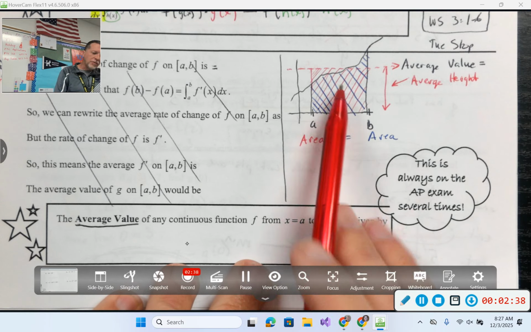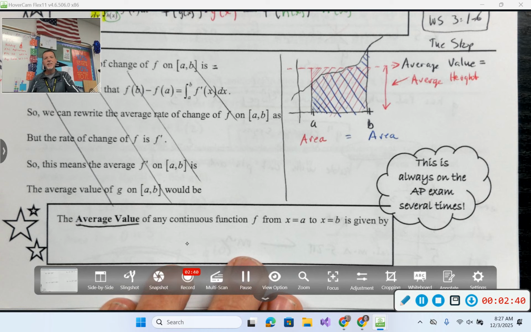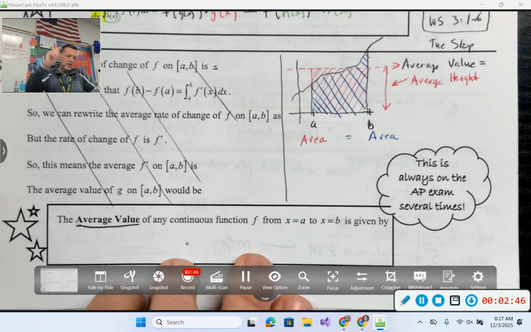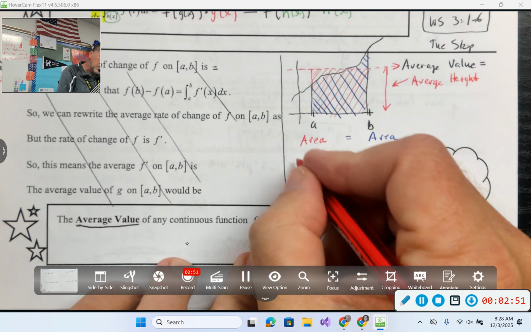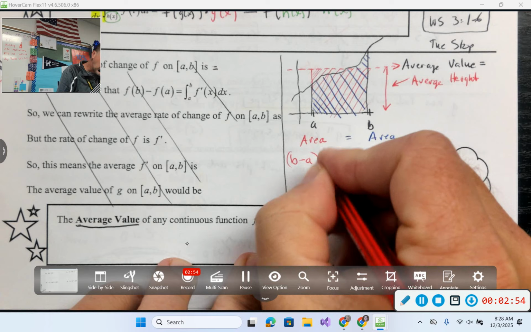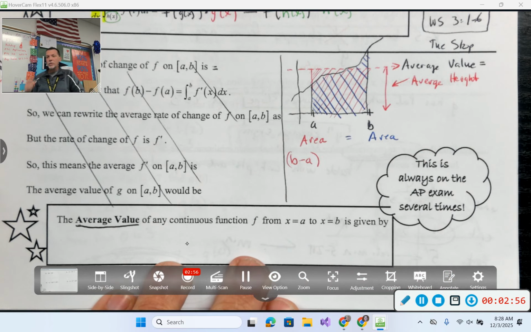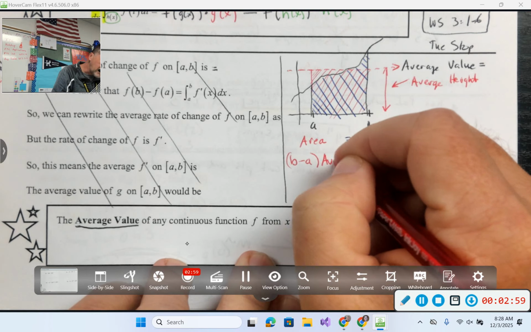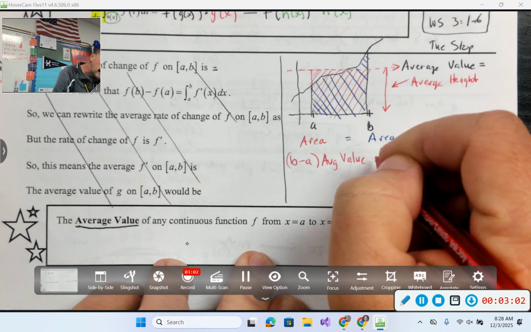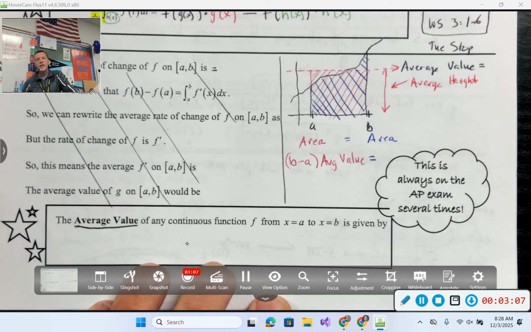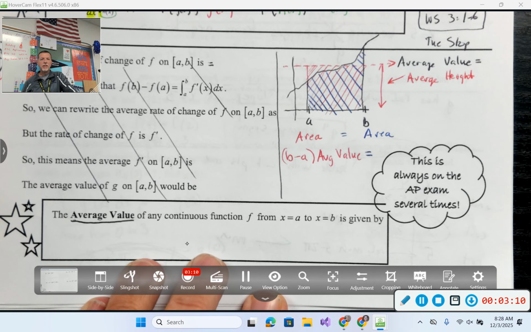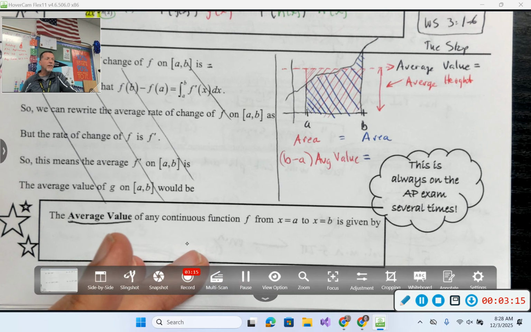Alright, how about a formula for the red area? That's the easy one. That's a rectangle. So length times height, base times height. What's the base of that red rectangle? B minus A. And the height of it we don't know, that's what we're trying to figure out. So I'm just going to say that's the average value. So B minus A times the average value. Right, that would be the red area. I don't know the average value, so I don't really know the red area right now.